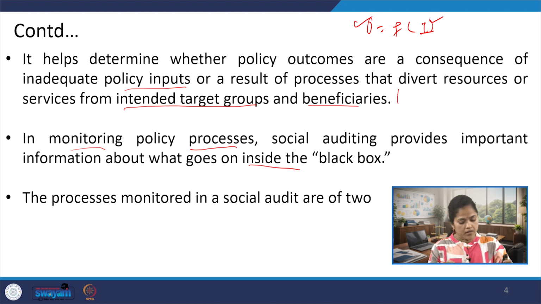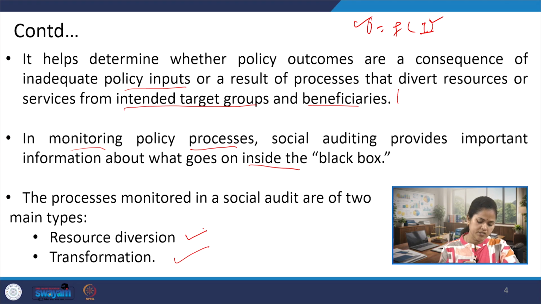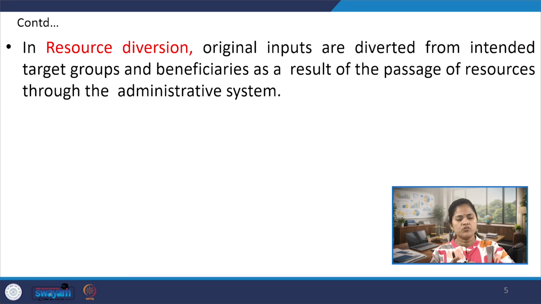If you see the processes that are monitored in the context of a social audit, they can be of two main types. The first one is resource diversion and the second one is resource transformation. Now let's discuss resource diversion and resource transformation, so far as the social audit framework is concerned for monitoring.